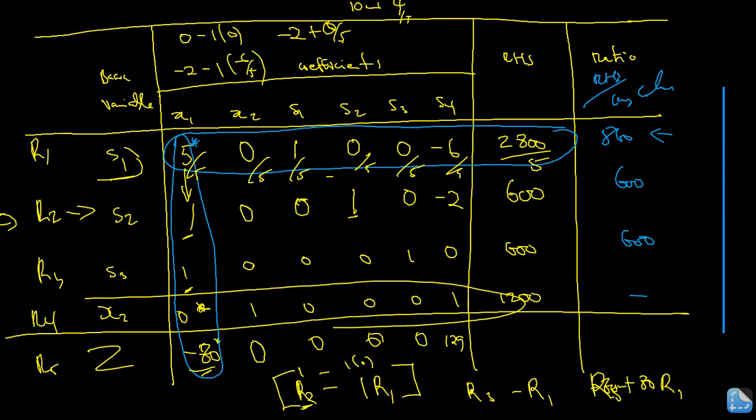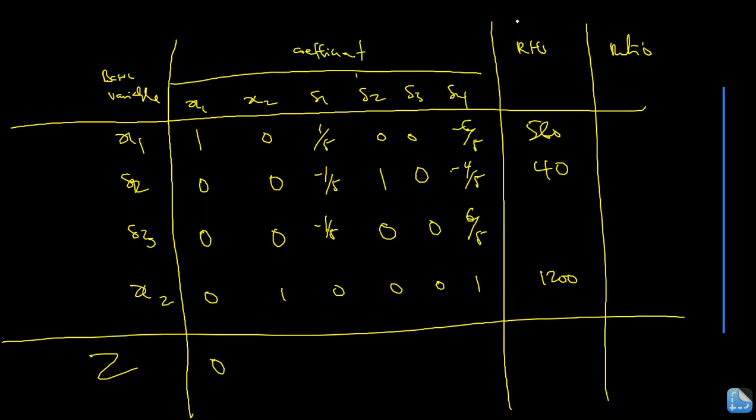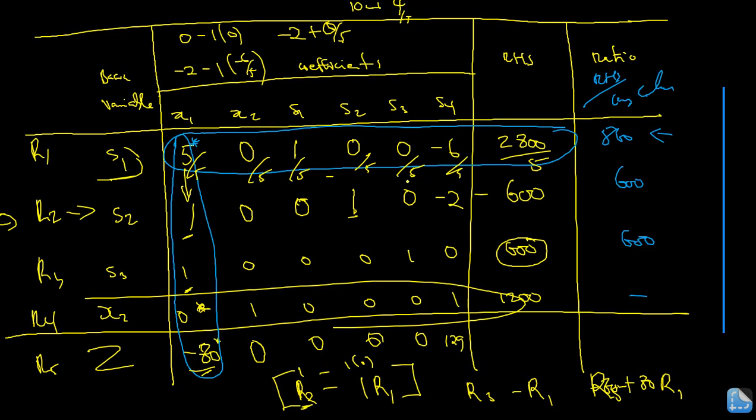So what is R3? Our R3 is 600 minus 1 multiplied by 560, the new value here, so it'd be 600 minus 560, which is 40. Okay, now we come to the last one, the R5. So this is a 0.